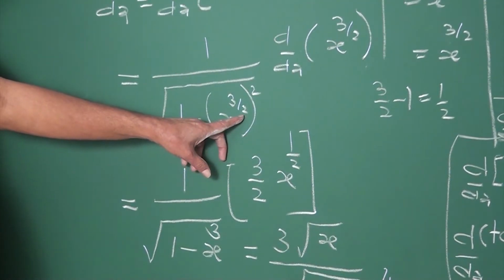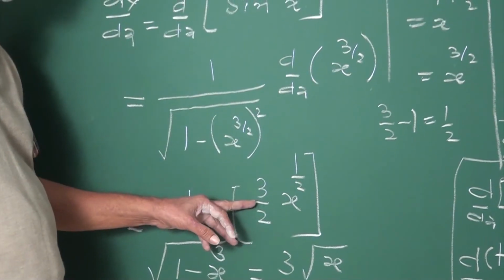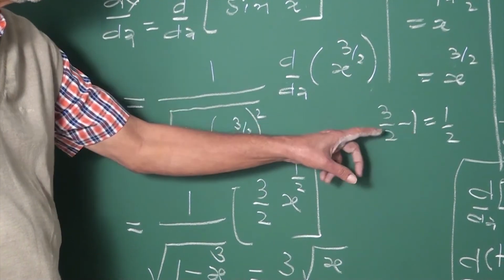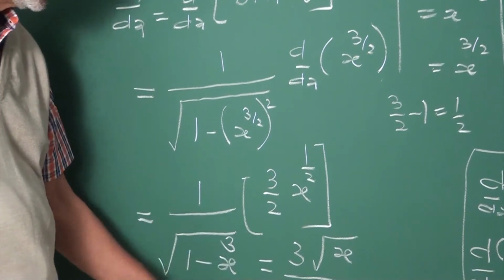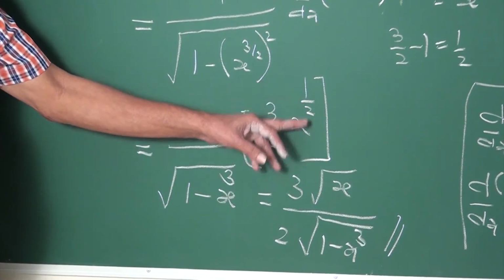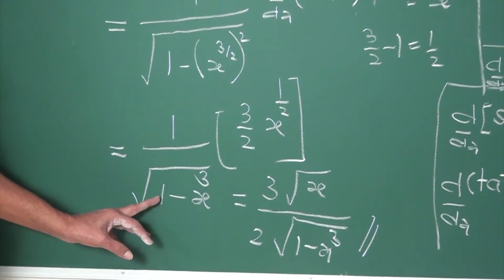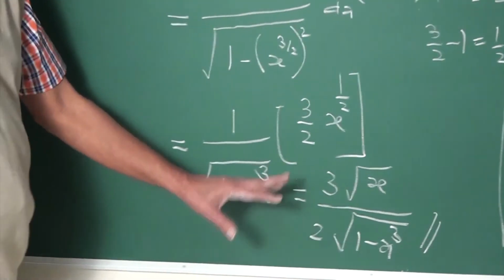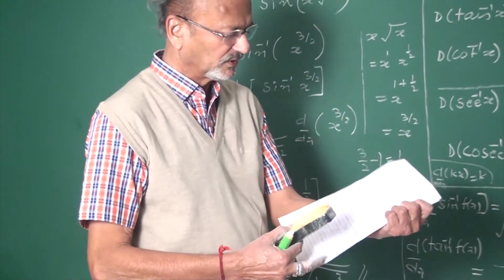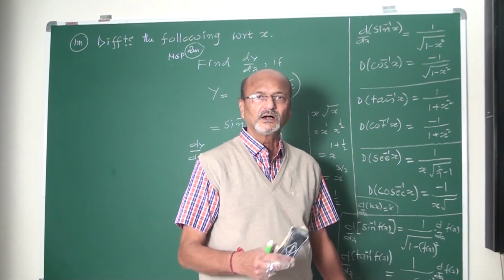Root 1 minus... the 2 down cancels with the 2 up, and you are left with 3 there. X to the power n into x to the power n minus 1, I have written separately here. N minus 1 is 3 by 2 minus 1, 3 minus 2, 1 by 2. Further, my friends, this 3 x to the power half can be written as root x, over 2 into square root 1 minus x cube. This is its derivative, my friends. It is from the model question paper. Good examples. Like this, my friends, there are another 2 or 3 examples that appeared in question papers.